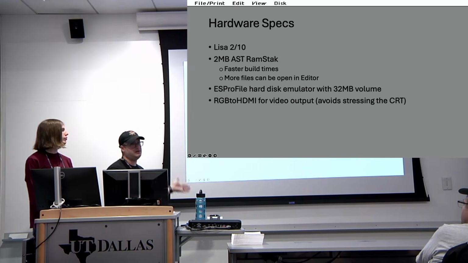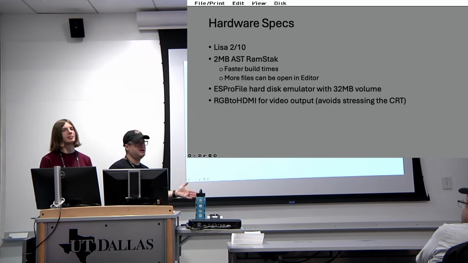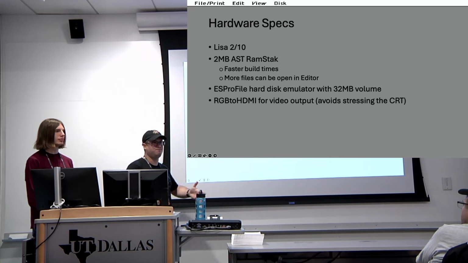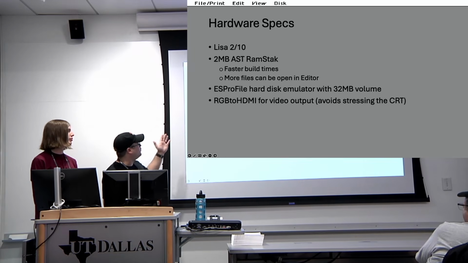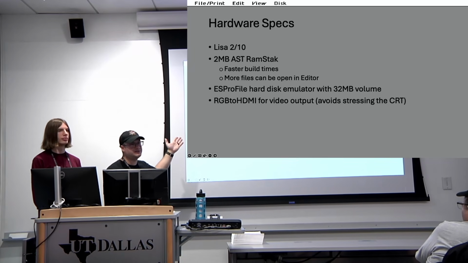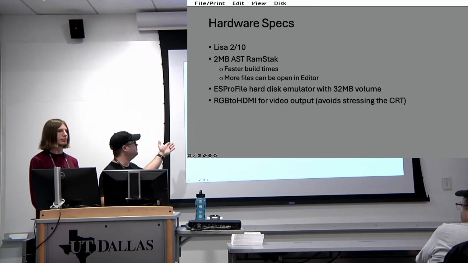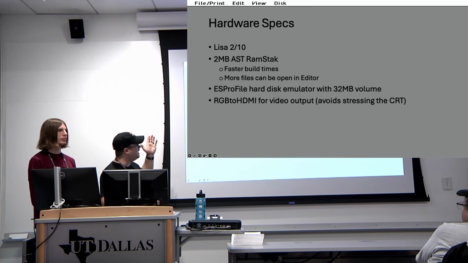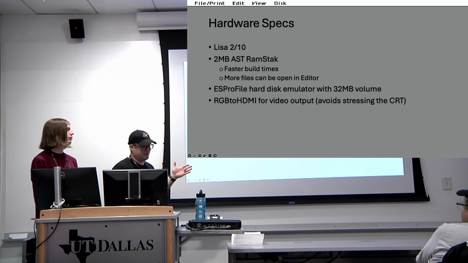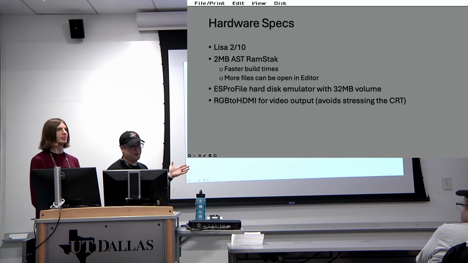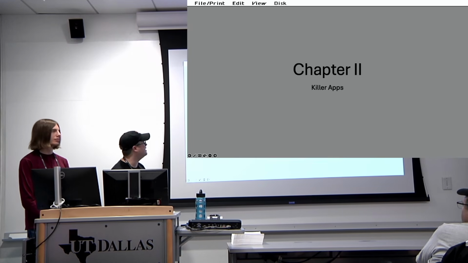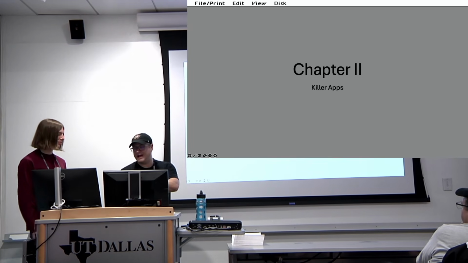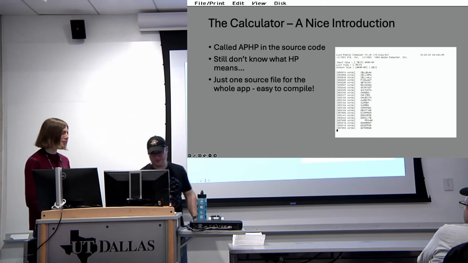Better build times, and you can have more and more stuff open in the editor. These are text files, obviously, so not incredibly demanding on resources, but we used Alex's ES Profile hard disk emulator to do all of this on. And instead of leaving a CRT on an already hard to obtain machine running for months at a time, all of this was done through video capture to save on wear. And now I'm going to turn it over to Alex for a little bit to talk about the application development.